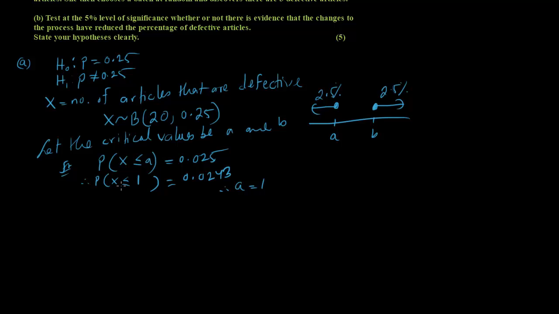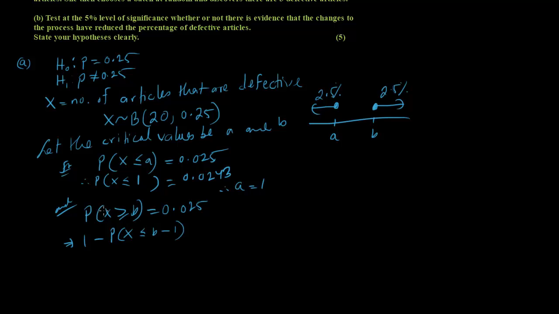So we can write the probability of X greater than or equal to B equals 0.025. So remember, this is discrete. So 1 minus the probability of X less than or equal to, it would be just 1 less than the previous one.